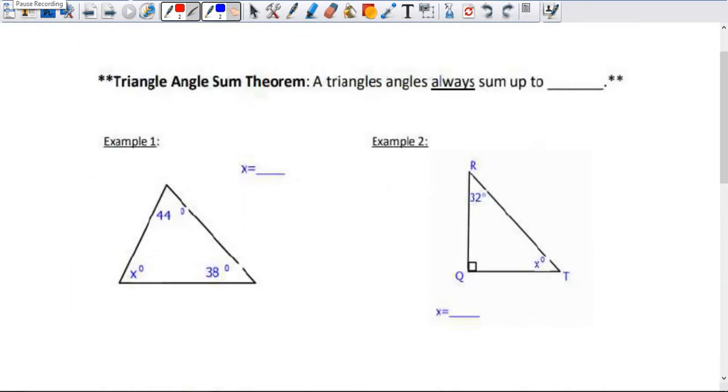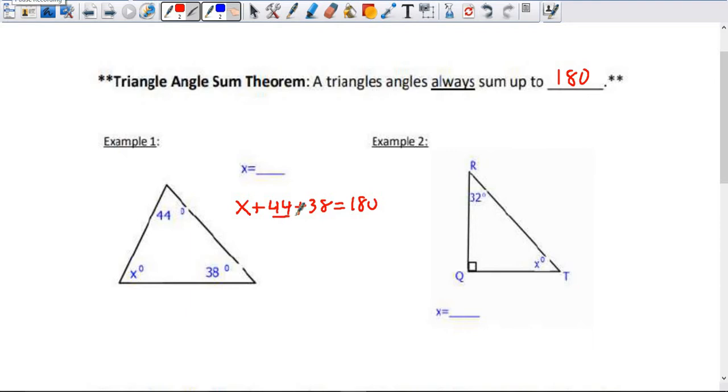All right, the next thing we're going to talk about is the triangle angle sum theorem. The triangles always have a sum of 180 for their angles, okay? So the angles of a triangle will always add up to 180 degrees. So using that, let's do a little bit of algebra for this first one here. The three angles are x plus 44 plus 38, and we know that they should all equal 180 because the three angles of a triangle add up to 180, okay?